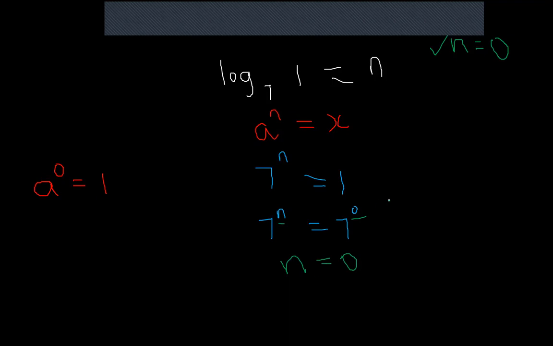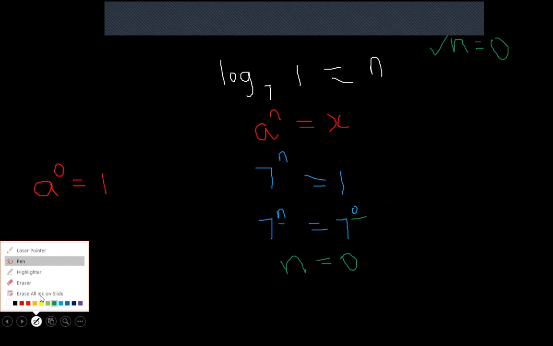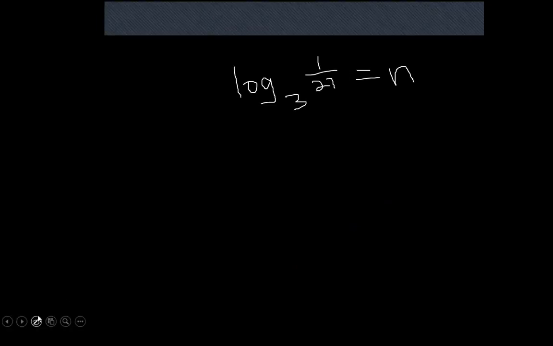Everybody good with this? Yes. Okay. Last one for this section here. Log of 127 to the base 3. And we're trying to find what this is equal to. So put equal to n. Can anybody tell me what value they got?